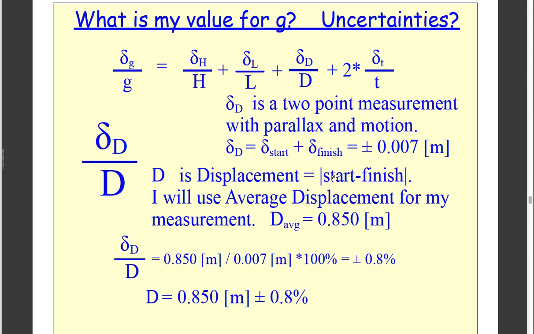Displacement is simply start minus final position. And I will use average displacement for my measurement. So in other words, I'll look at my data table and just average all the displacements and get 0.85 meters. So I record my uncertainty in displacement divided by displacement, my relative uncertainty, as 0.007 meters divided by 0.85 meters times 100%, plus or minus 0.8%. And I state my displacement with a sample value, my uncertainty, and then in parentheses I would say it was a 2-point measurement with parallax and motion. I'd write that on my post lab.